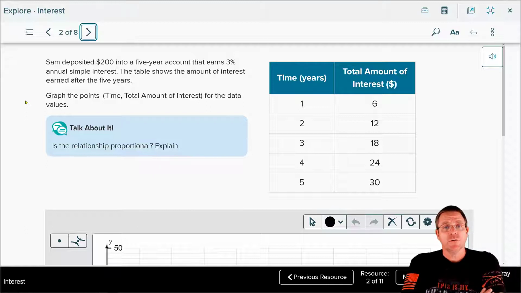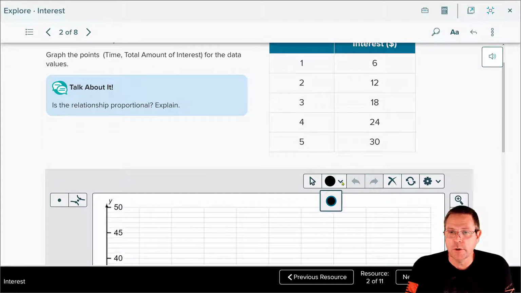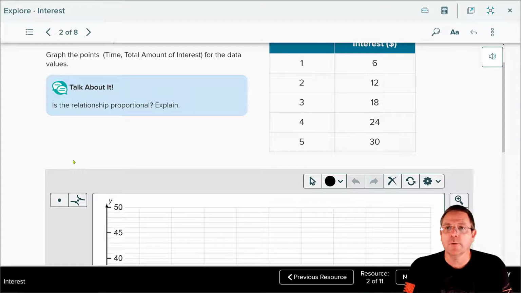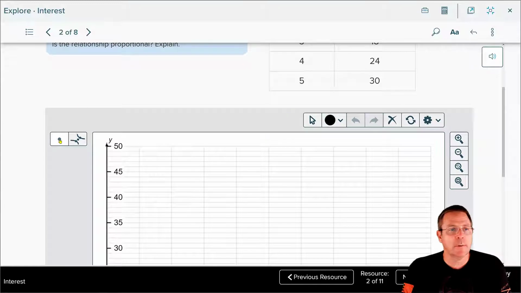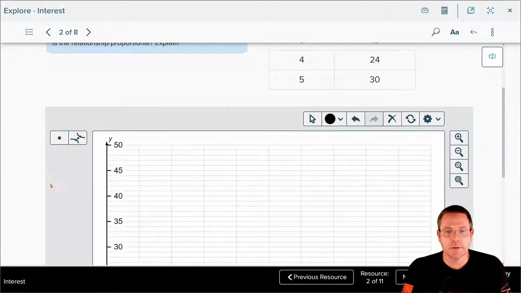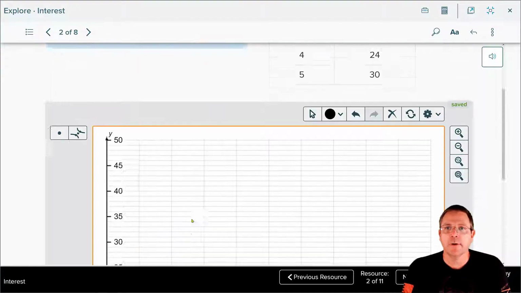The table shows the amount of interest earned over 5 years, and it wants us to graph those points. So let's pick a color. No color choices today. All we can choose is black, so we're just going to use black, and we're going to plot those points. At 1 year, he had $6 interest. We're going to need 5 points. So at 1 year, he had $6 interest right there.